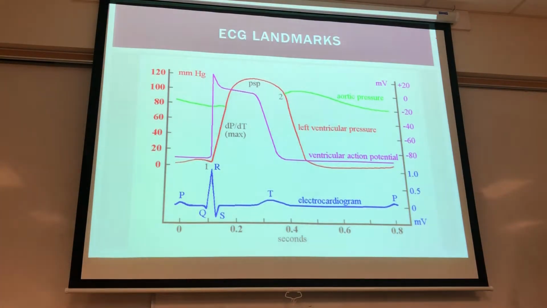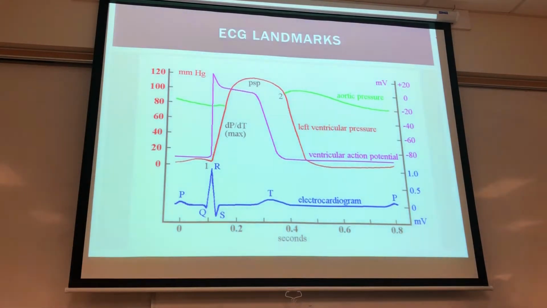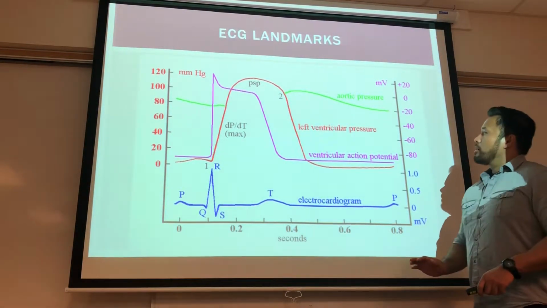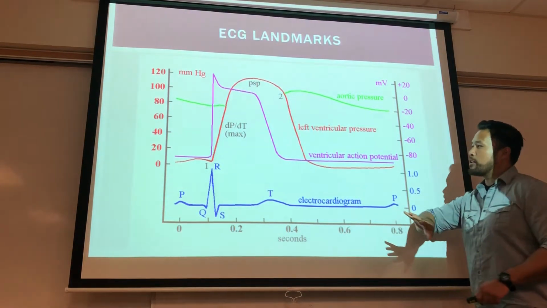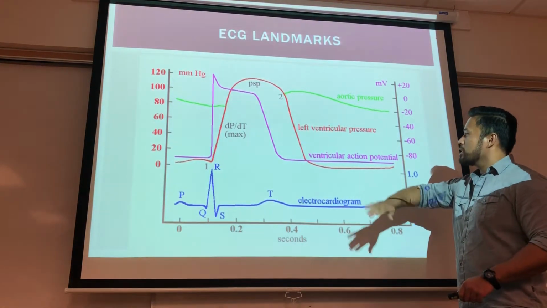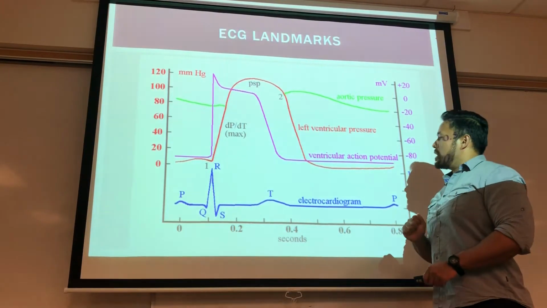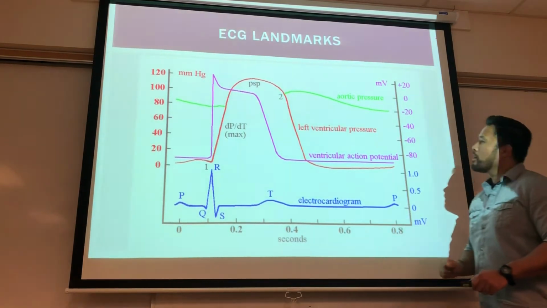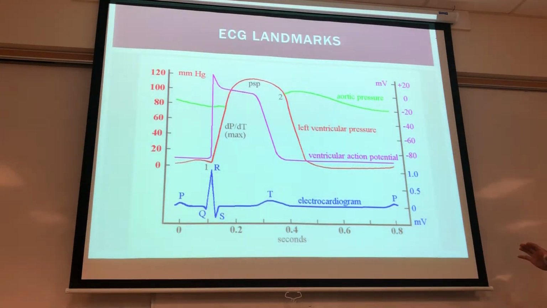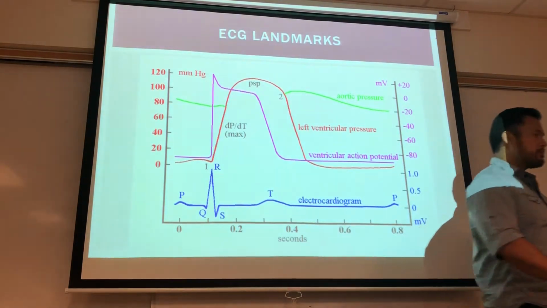So now what we've talked about is the electrical activity of the heart. We've talked about, and this is specifically looking at the ventricles. We see the ventricular action potential in purple. We see the electrical activity of the heart, which you can see our ECG on the bottom. What we do need to now take a look at are the changes in pressure that take place as a result of the contraction that takes place.